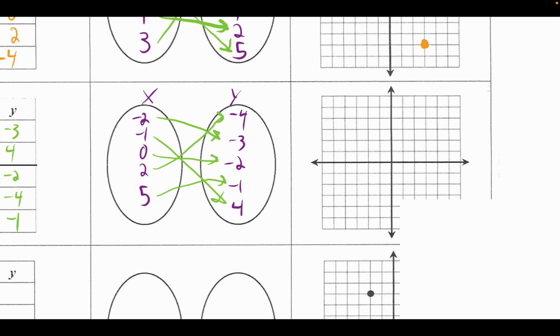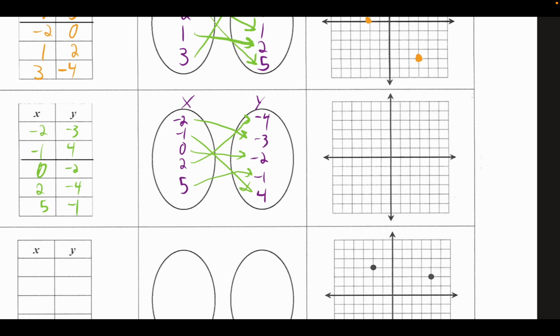And the last one, at least, I go and graph these ordered pairs. So as I graph them, I have like -2, -3, -1, 4, 0, -2, 2, -4, and 5, -1. So I have these 5 ordered pairs.